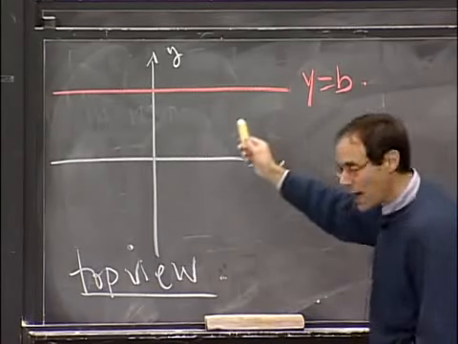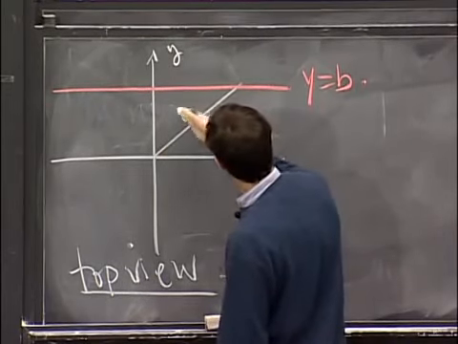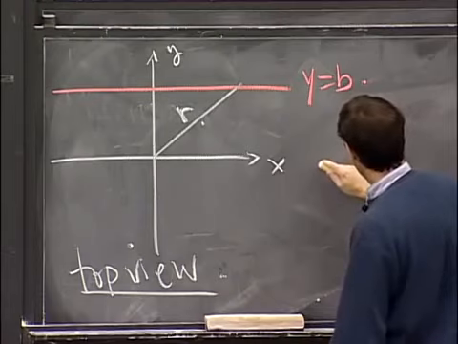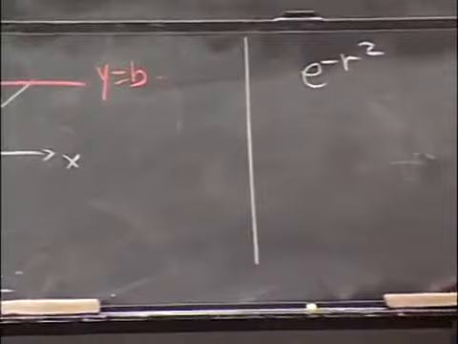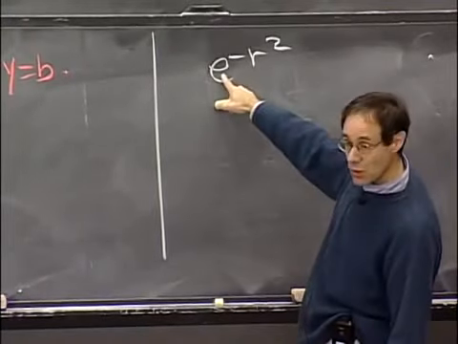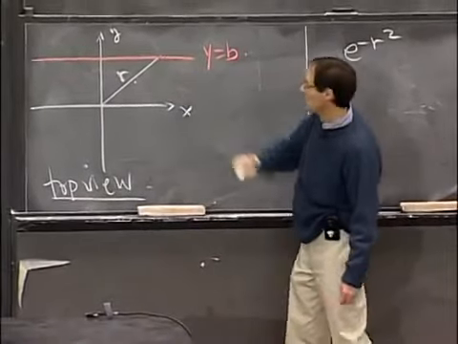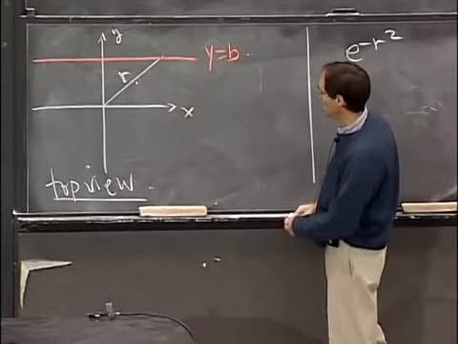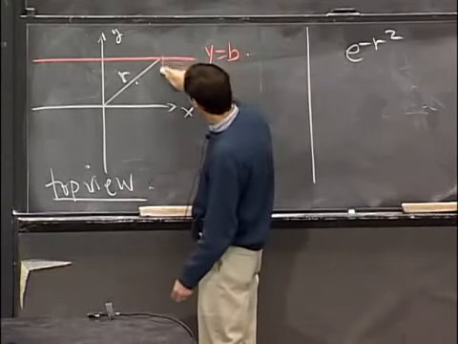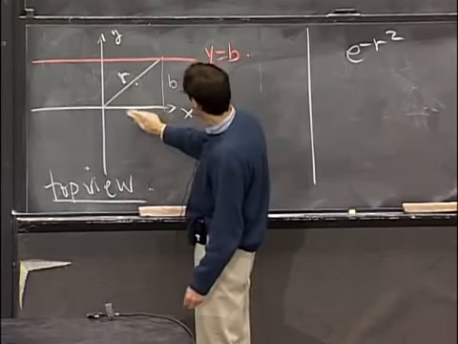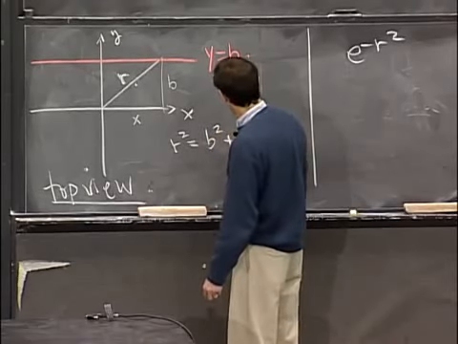Now, the formula for the height is this. If I take a distance r here, the formula for the height of the bump is e to the minus r squared. Okay? I'll store that over here. e to the minus r squared is the height at this place if this distance to the origin is r. That's true all the way around. And in terms of b and x, we can figure that out by this right triangle. This height is b and this distance is x. So r squared is equal to b squared plus x squared.